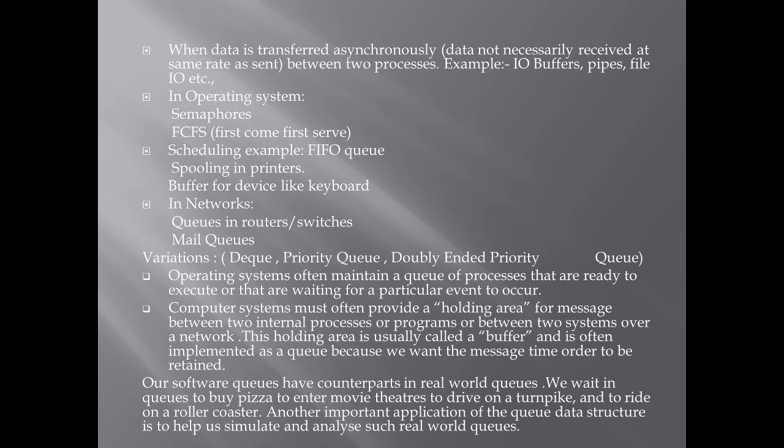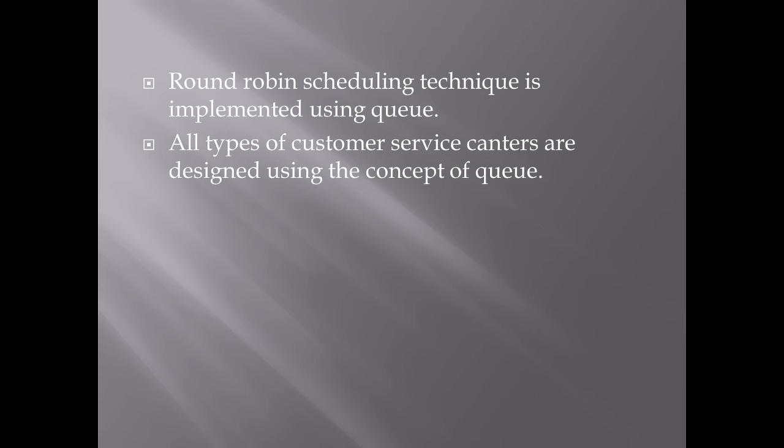Waiting in queues is a real example. We wait in queues to buy pizza, to enter movie theaters, to drive on a turnpike, and to ride on a roller coaster. Another important application of the queue data structure is to help us simulate and analyze such real world queues.